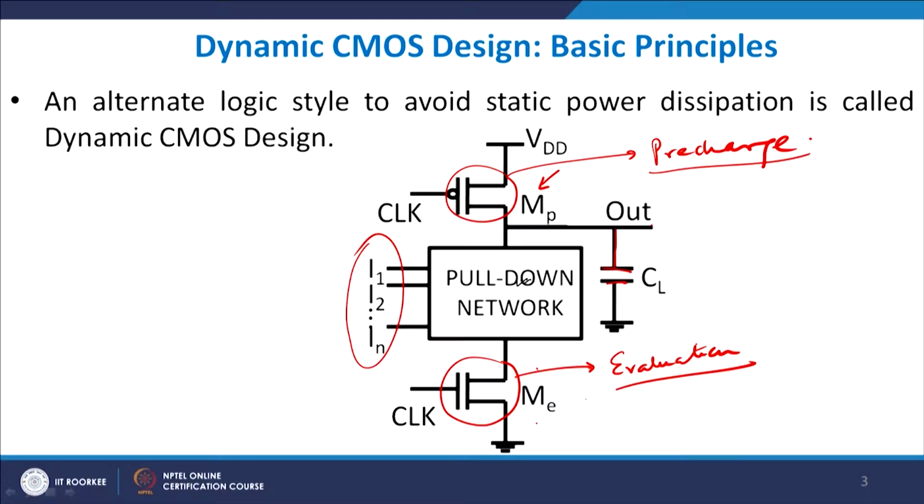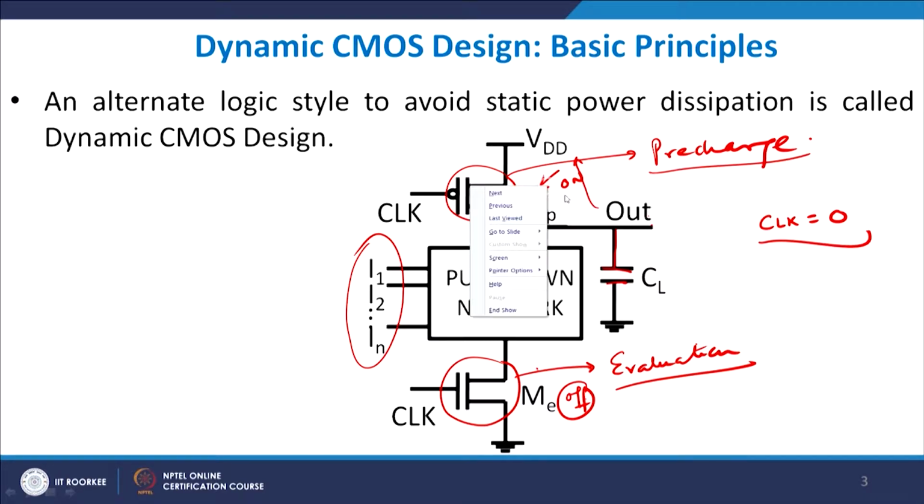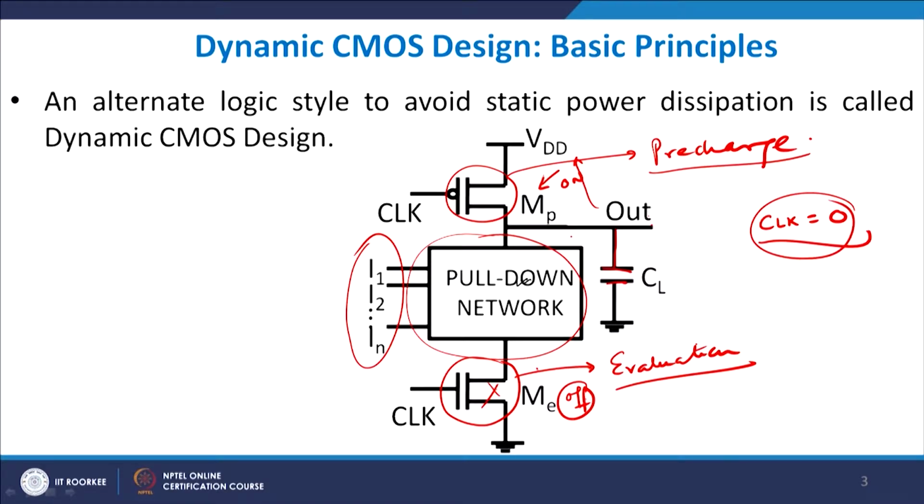Now it is very simple and straightforward. Whenever your clock equals 0, ME is switched off and MP is switched on. So output goes to VDD because MP is switched on, but the pull down transistor is not coming into the picture at all because it has been cut off. So when your clock equals 0 and this transistor switches on, your output goes to 1. Now when your clock goes to 1, this also goes to 1, and therefore this switches off.